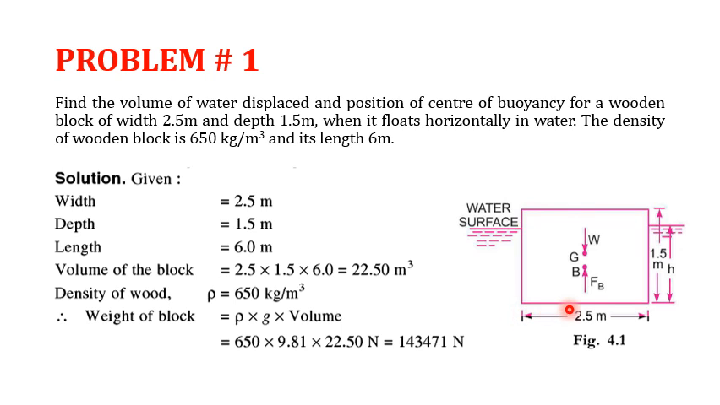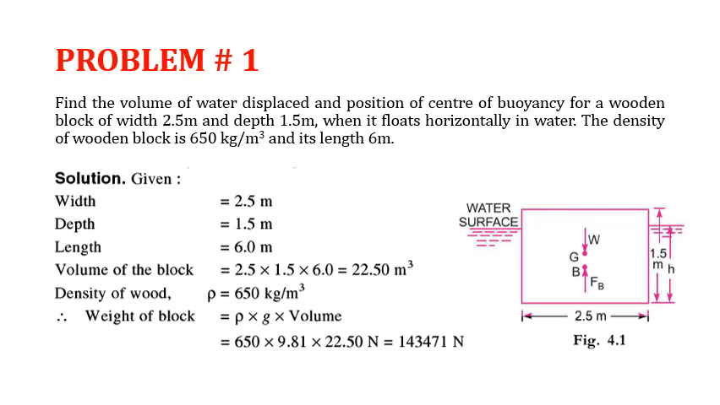which gives the width of this block 2.5 meter and its total depth 1.5 meter, and the perpendicular dimension which gives us the length, it is 6 meter. As it is given, it floats horizontally in water, so it is partially submerged, and here we have the water surface, and the depth of this object which is inside the water, the h, is unknown. If we can find out this h, we can get the volume of water displaced by multiplying it by the width and the length. And we also need the position of the center of buoyancy.